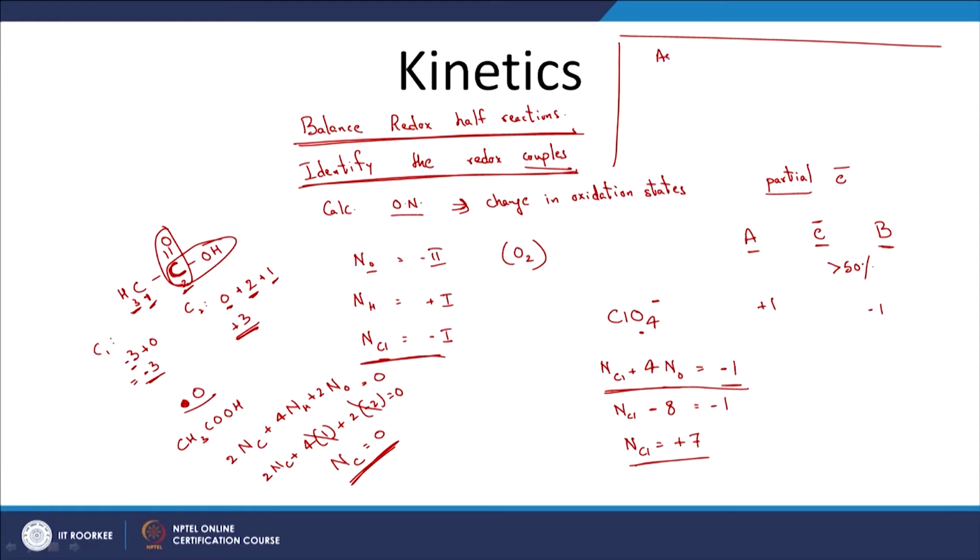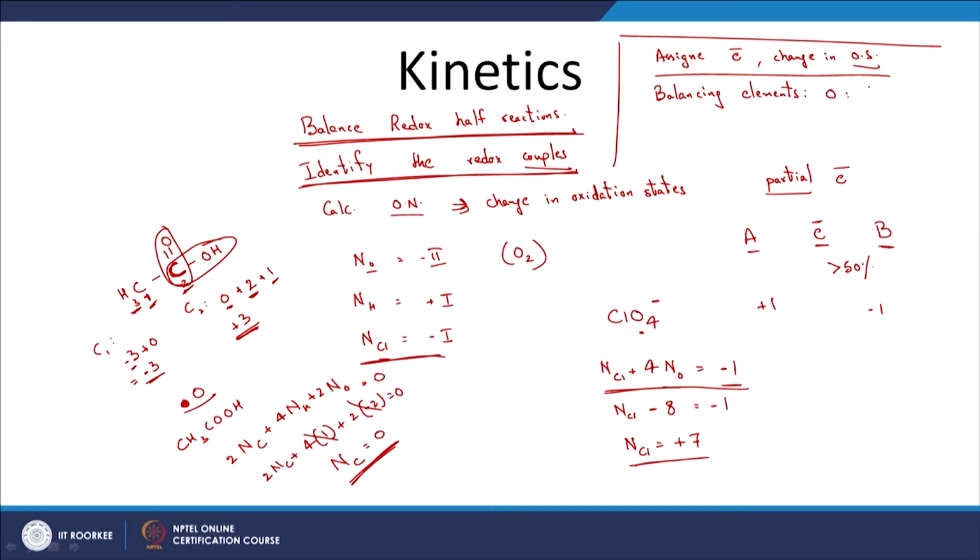So, then I am going to assign the electrons based on the change in oxidation states or the numbers. So, I am going to assign the electrons accordingly. So, once I assign the electrons, then I need to move on to balancing the relevant elements. And how do I do that?